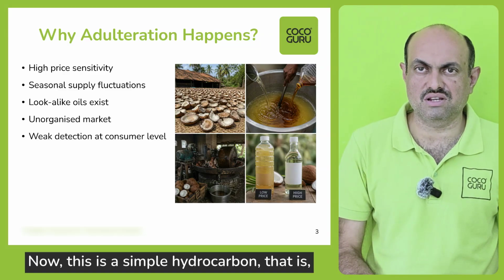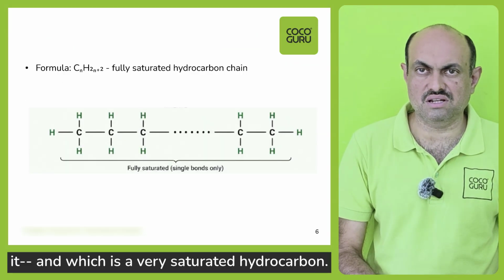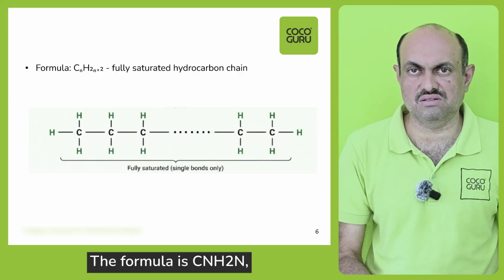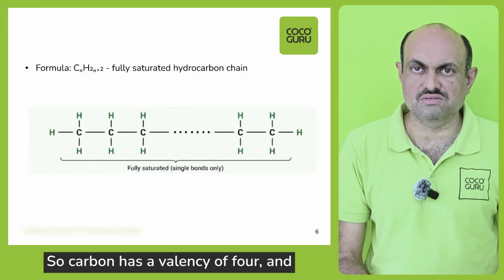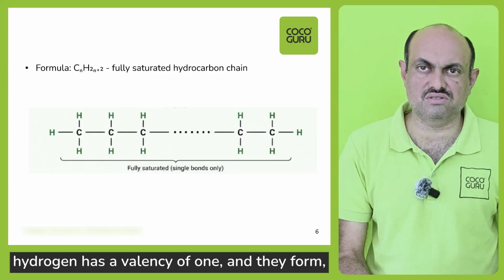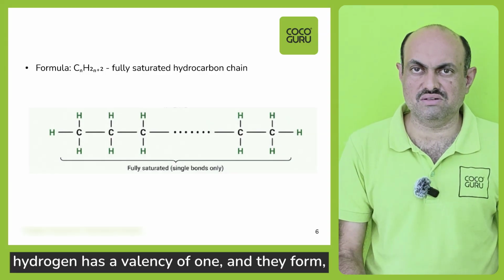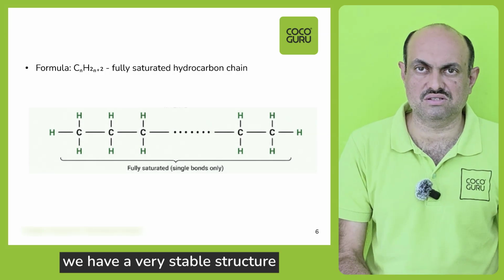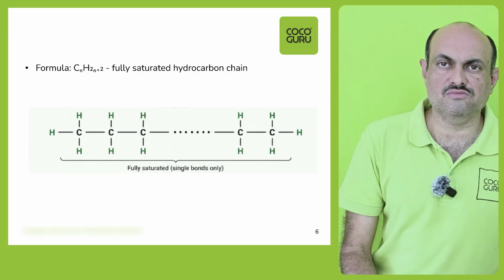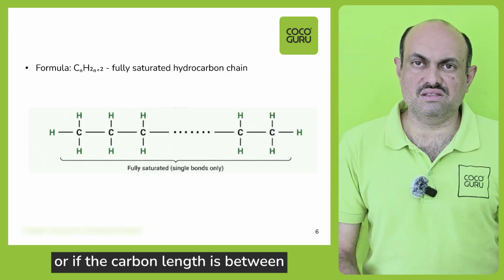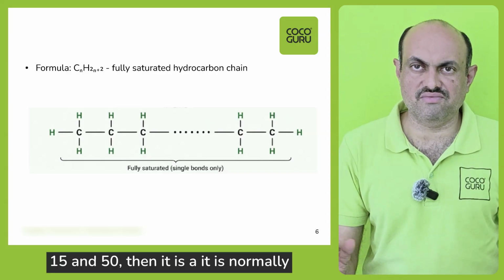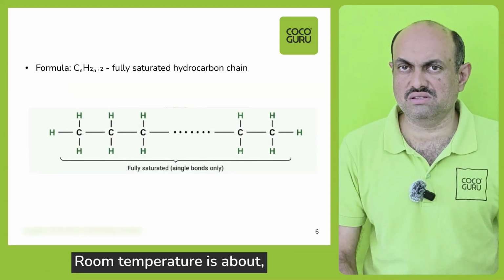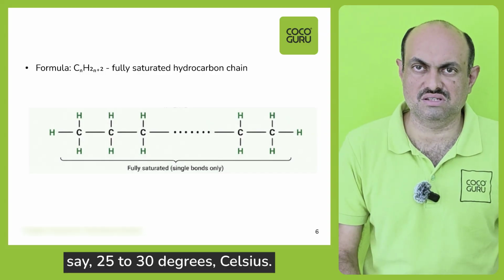Now, this is a simple hydrocarbon, and it's a very saturated hydrocarbon. The formula is CnH2n+2. So carbon has a valency of 4 and hydrogen has a valency of 1, and they form a bond with each other, and we have a very stable structure. If the carbon length is between 15 and 50, then it is normally liquid at room temperature. Room temperature is about say 25 to 30 degrees Celsius.